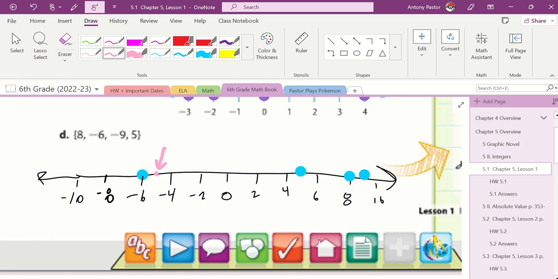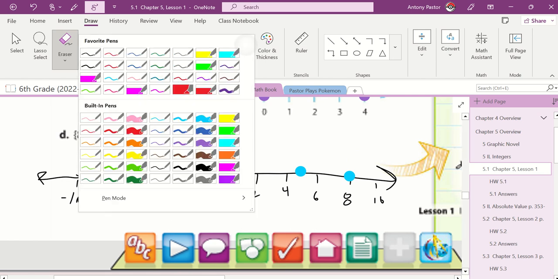And if it were negative... Oh, we skipped one. I did positive 9. Just realized that. That is positive 9, not negative 9. Or other way around. That's negative 9, not positive 9. So that one needs to be erased. Negative 9 would be between the 10 and the 8 right there at negative 9. See, even I make mistakes, but I caught it.